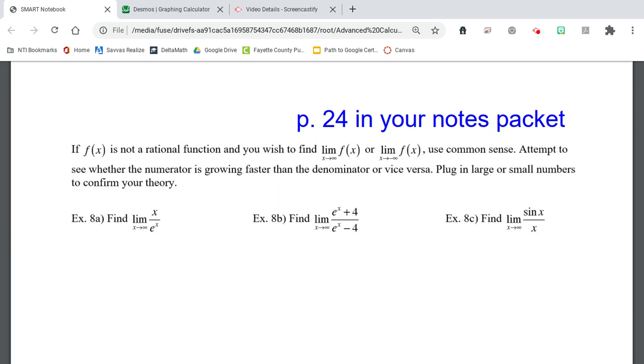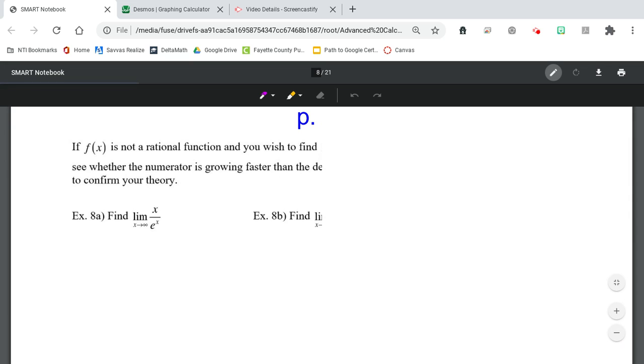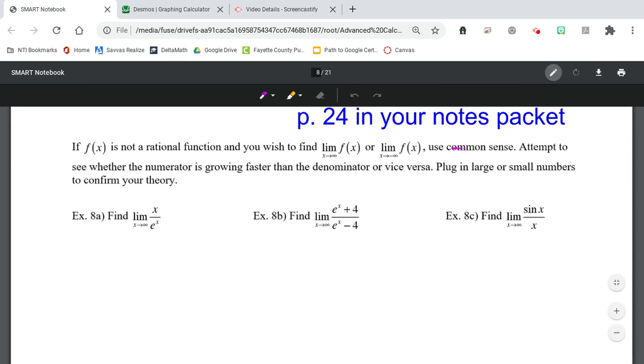So we have, if f of x is not a rational function and you wish to find the limit as x approaches infinity or as x approaches negative infinity, it says use common sense. But I don't like that word common sense. Let's mark that out. And instead of common sense, we're going to use critical thinking. Because if you see the word common sense, that gives us the impression that the problems are going to be easy or they should be easy. But if you can't figure them out, that might make us not feel very smart. And so I don't think that's a good word choice. So let's change it to critical thinking.